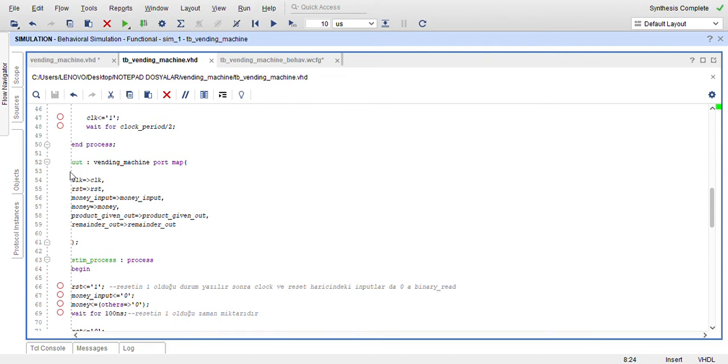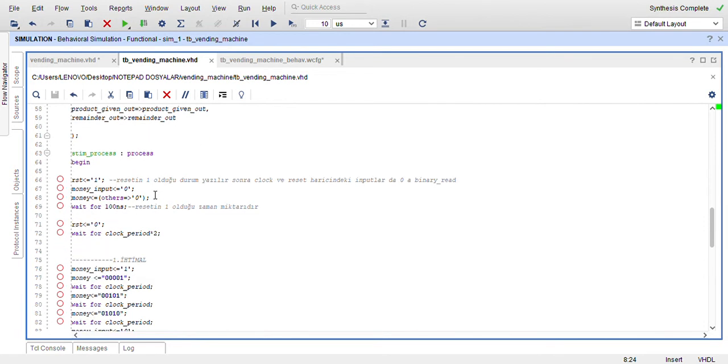Then we write unit under test, vending machine, port map. We assign clock to clock, reset to reset, money input to money input, money to money, product given output to product given output, reminder output to reminder output. Then we write our process.